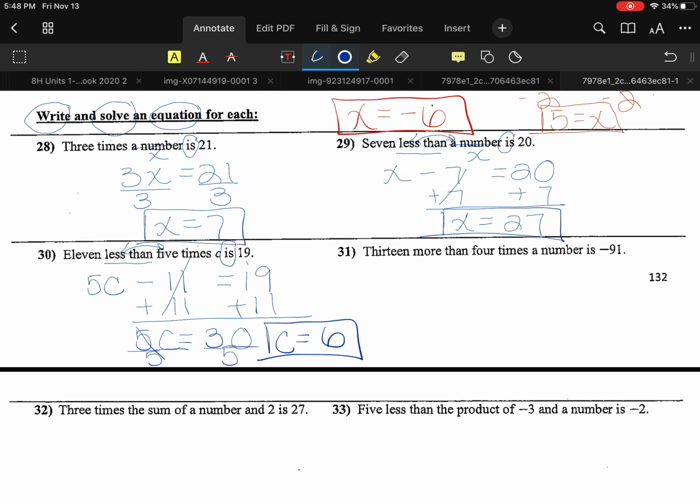Number 31, 13 more than 4 times a number is negative 91. Is equal to negative, I reversed my numbers, negative 91.